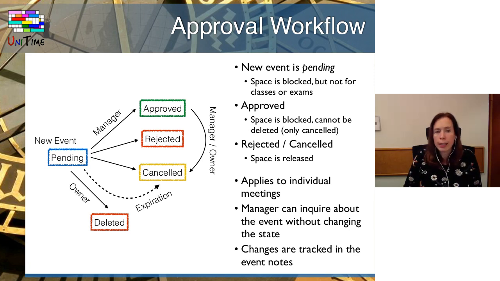The owner, if the approval takes too long or if they change their mind, can also delete the event. Or they can indicate that, okay, I need to know in 2 days. If you don't let me know, this event will expire. I don't need it anymore, and it gets canceled. So it's really simple. It's pending, and then it's either approved, rejected, or canceled.